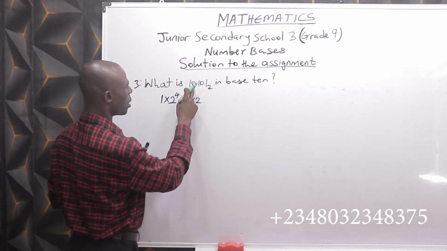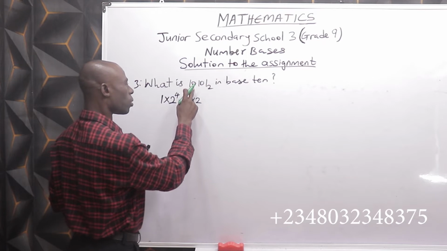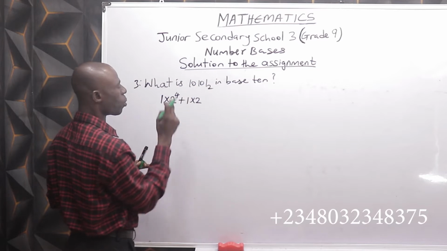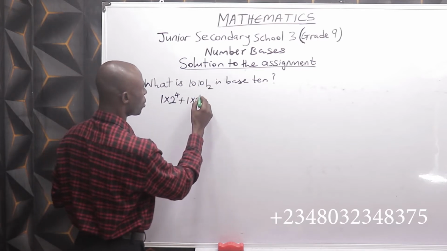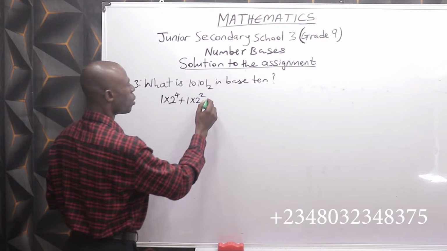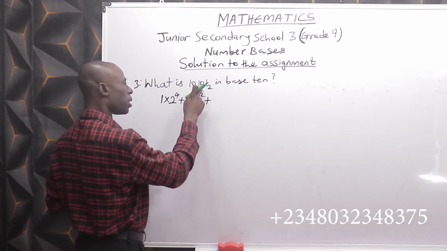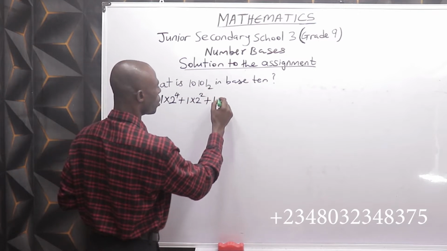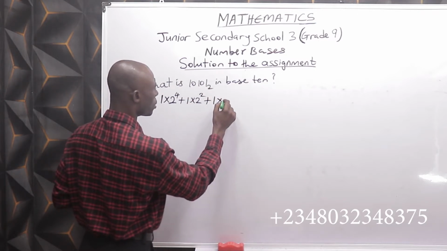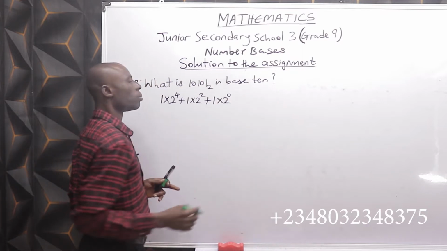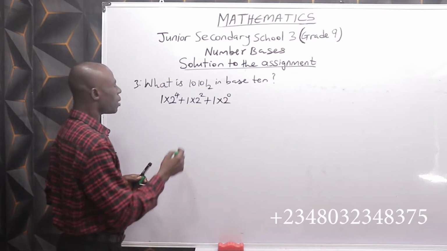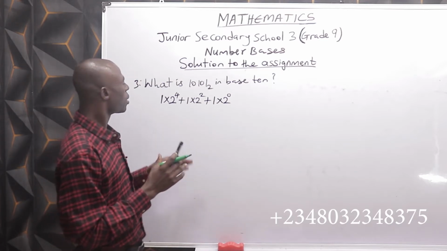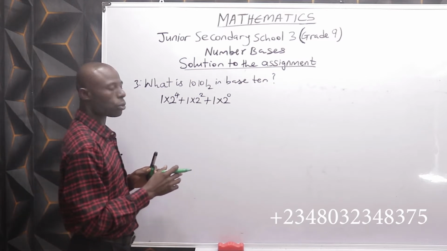I have skipped this 0, which contains power 3. Now I'm going for the digit 1, which contains power 2. Plus I want to skip the next 0, which takes power 1, and go for the next digit 1, which takes power 0. Do you understand? If you have been following in the previous classes, this shouldn't be a problem to you.